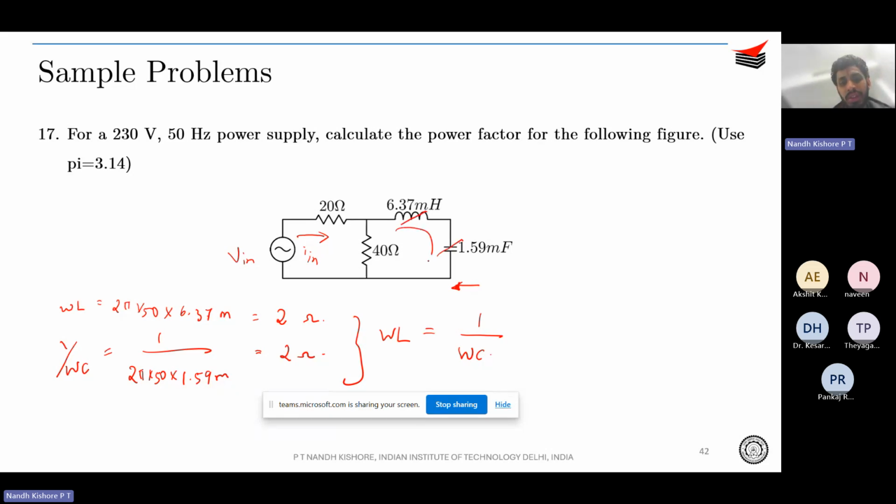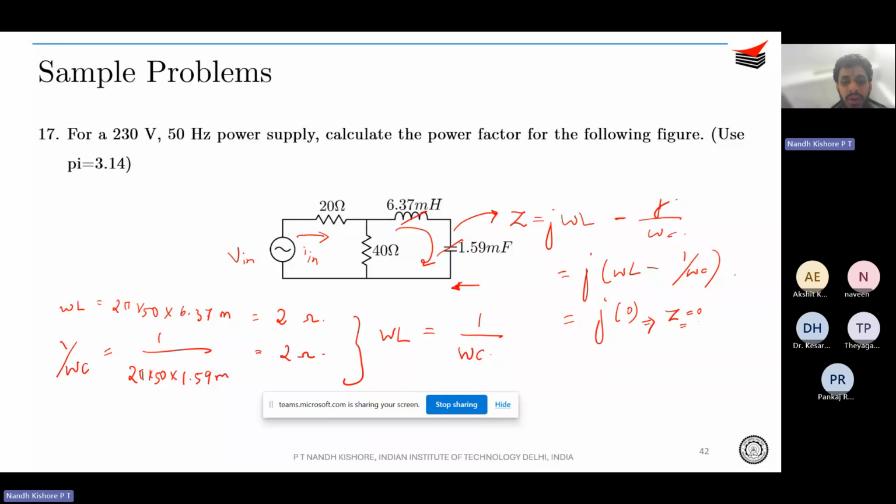Because your total impedance in this branch will be equal to what? It is omega L minus 1 by omega C, correct? Or if you write it in j terms, it will be j omega L minus j by omega C. So j into omega L minus 1 by omega C. So what you will get is j into 2 minus 2, which is equal to 0. So the impedance is 0.